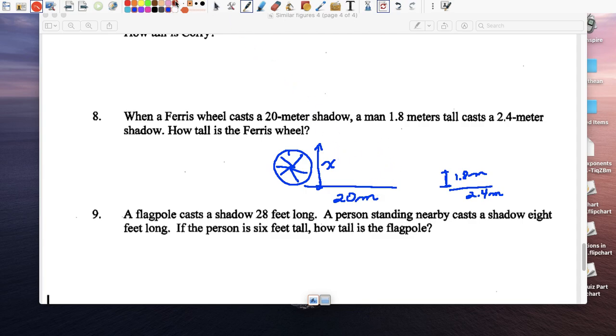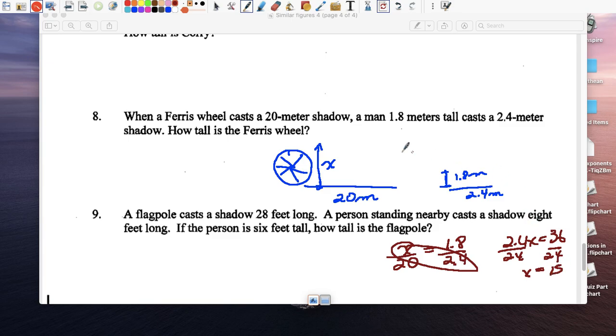So there is your proportion right there. X over 20 equals 1.8 over 2.4. Cross multiply, we get 2.4x equals 20 times 1.8, which is 36. We're going to divide both sides by 2.4, and x equals 15. So the height of the Ferris wheel is 15 meters. Okay? Still not going on it.